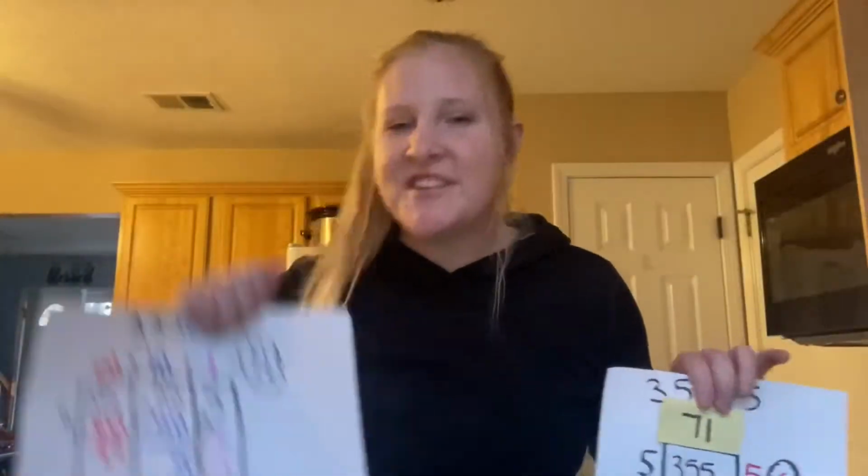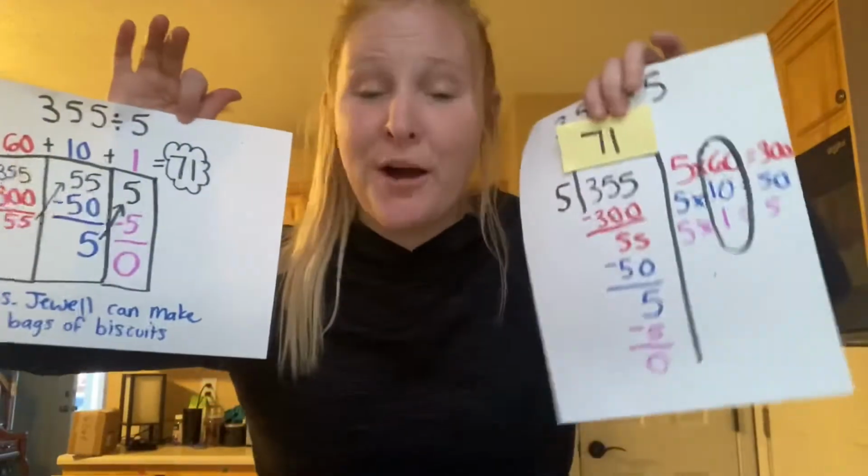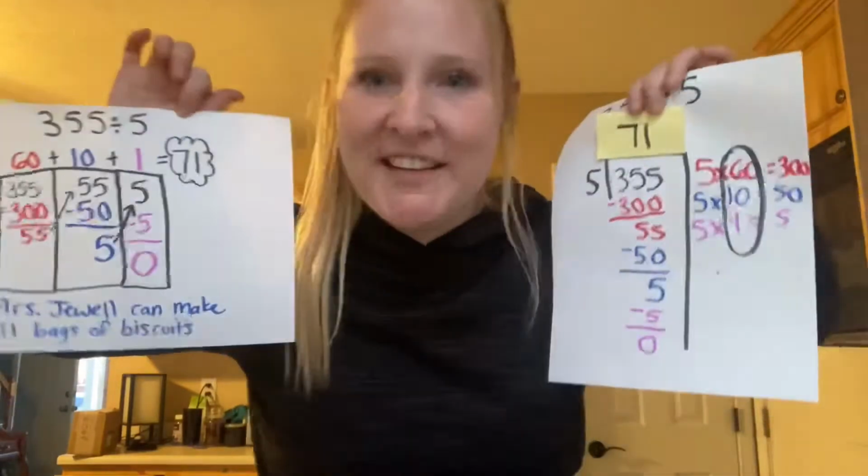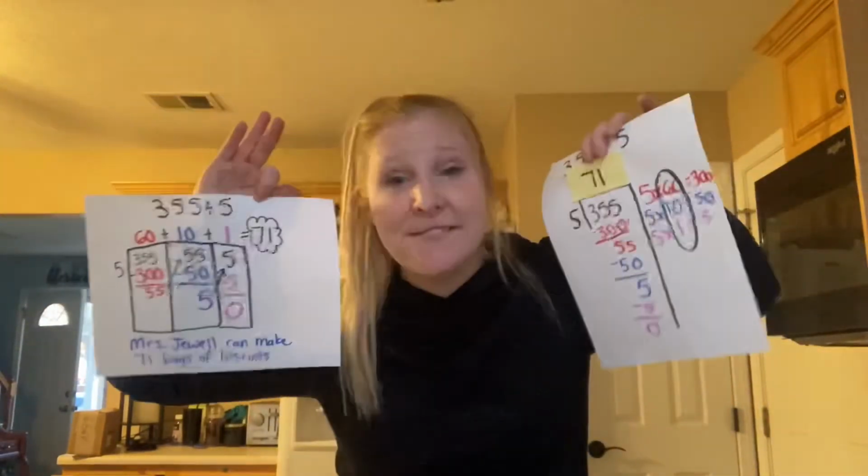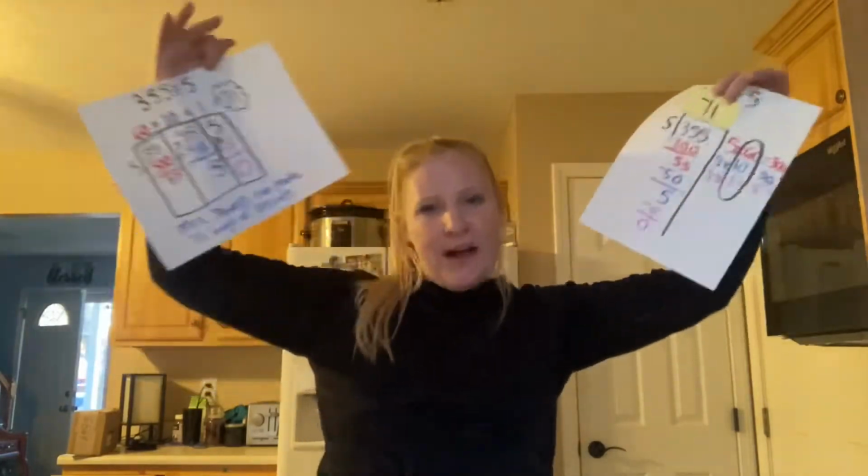So whether you are using area models to divide or partial products to divide, either way you're going to get the same answer. In this case, it's 71 bags of biscuits for Axel's walk. That dog sure is spoiled.